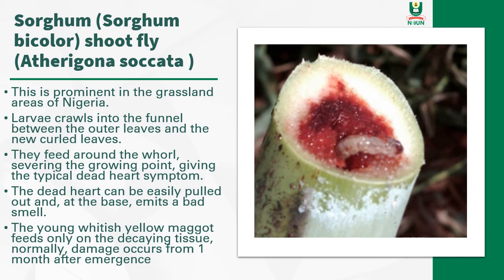And once the heart of the crop is destroyed, you can smell this very terrible odor, and you know that they are dead. So the young whitish yellow maggots feed on the decaying tissue. So when they cause the heart of the plant to die and it starts to emit a terrible odor, that is what they feed on, the decaying part. So that's where the maggot comes in, and then they feed on the tissue for 1 month and practically kill the plant.